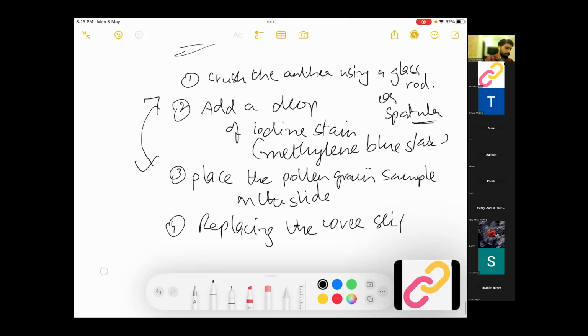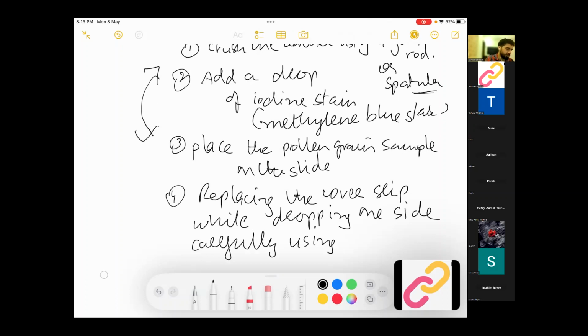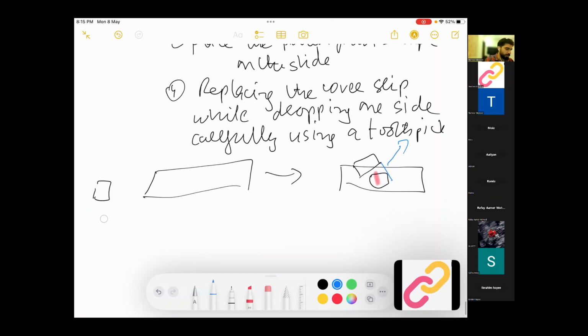For making slides, first of all, it's important to identify the specimen. For example, they're asking you to make slides of pollen grains under the microscope. First of all, it'll be important to crush the anther. Crushing the anther doesn't need a grinder this time around. Of course, you're not crushing apples. So maybe we can crush the anther just by using a glass rod, or even a spatula, if you will. It doesn't have to be anything fancy.